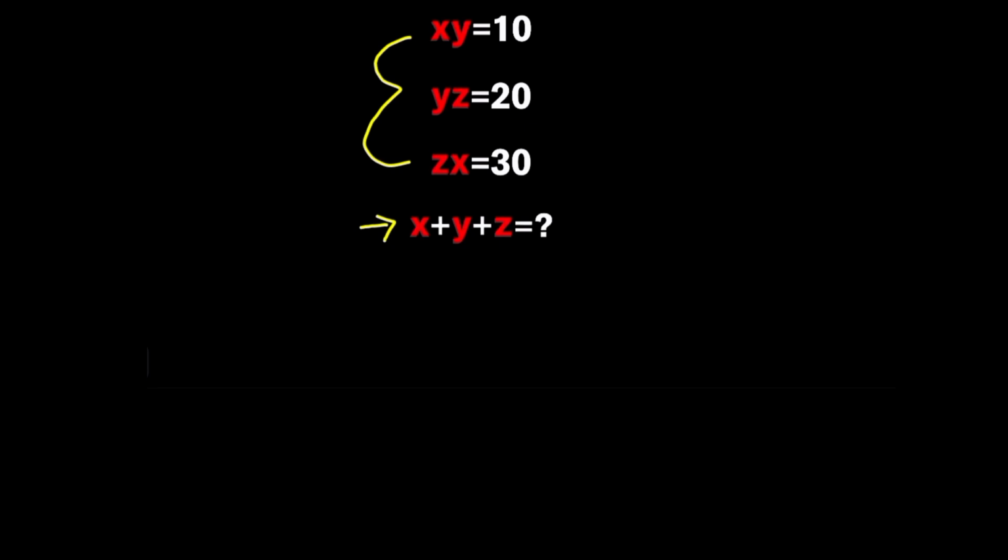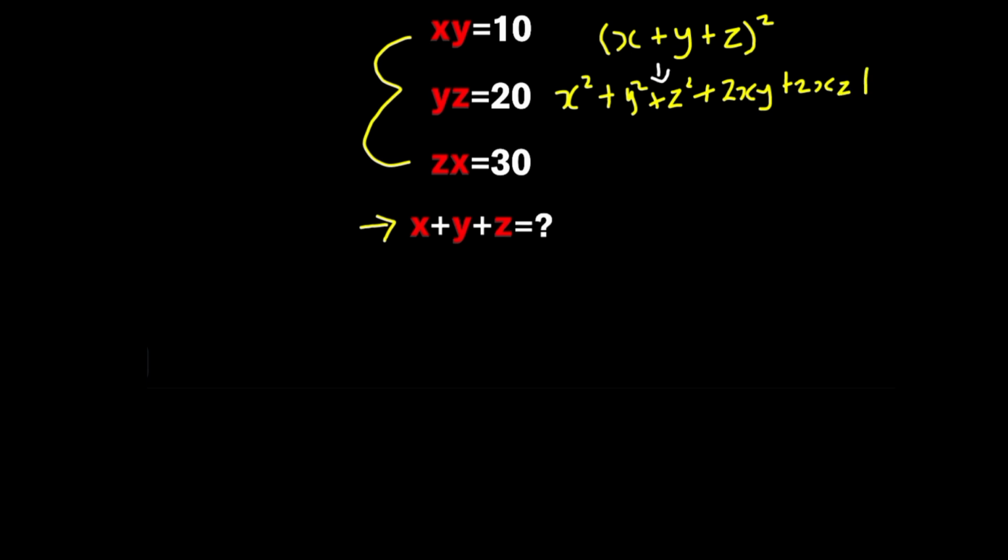Now let's recall that (x + y + z) all squared gives us x squared plus y squared plus z squared plus 2xy plus 2xz plus 2yz. So this means that if we can square this, we can extract the given variables from it. But this is not an equation, it is an expression. So we can't just square it arbitrarily.